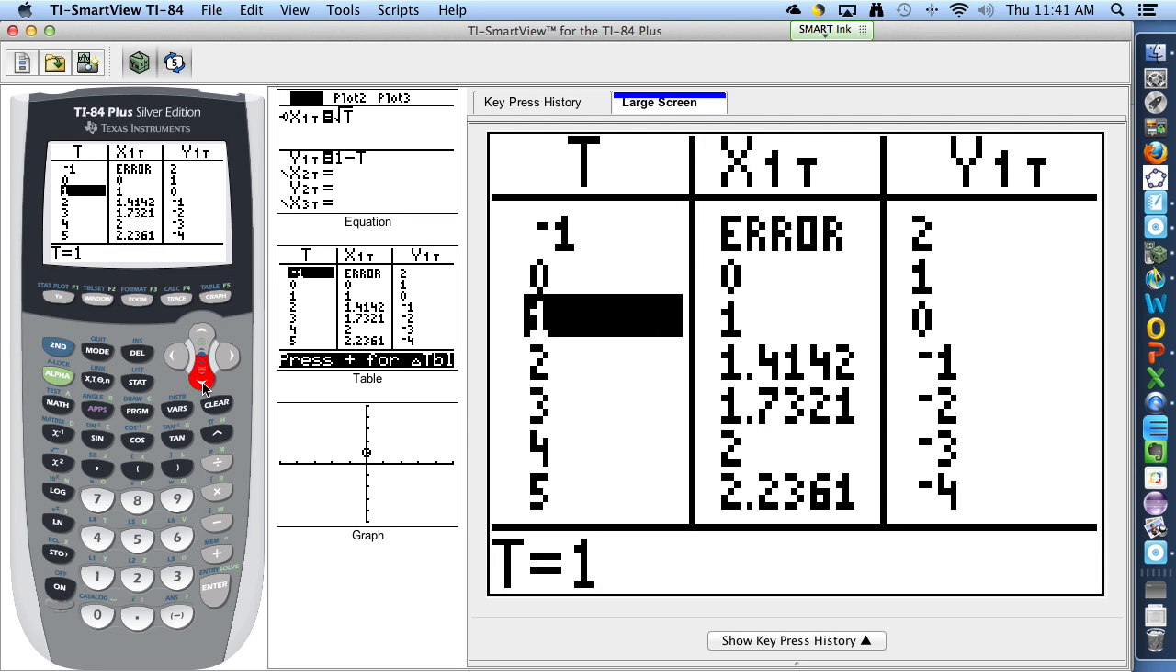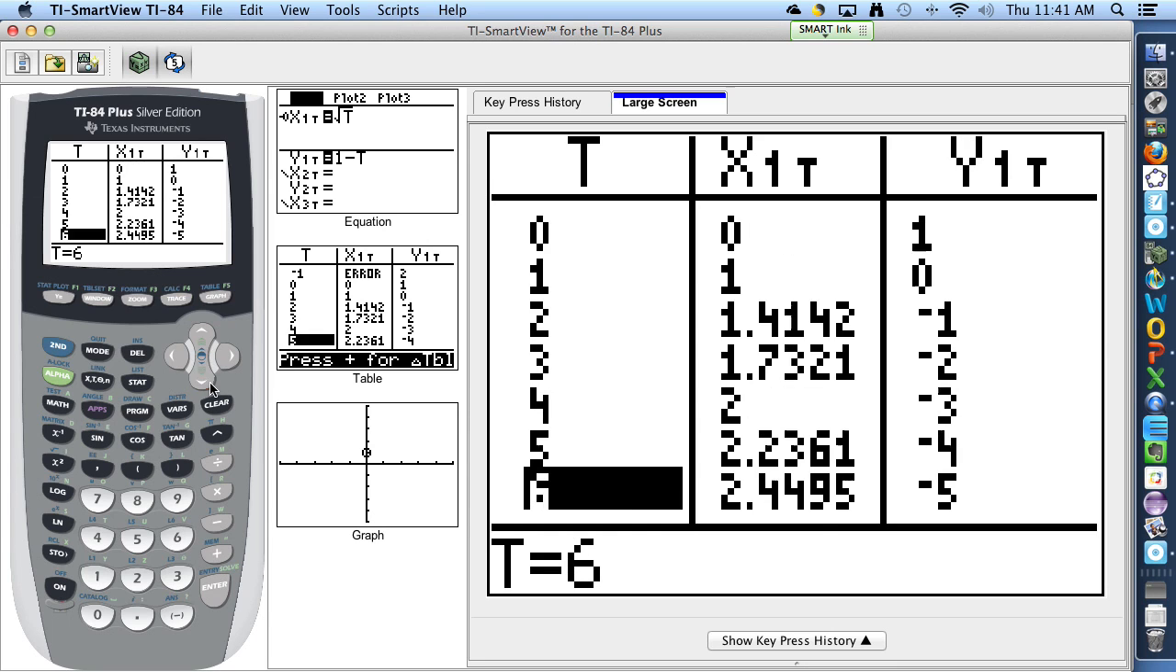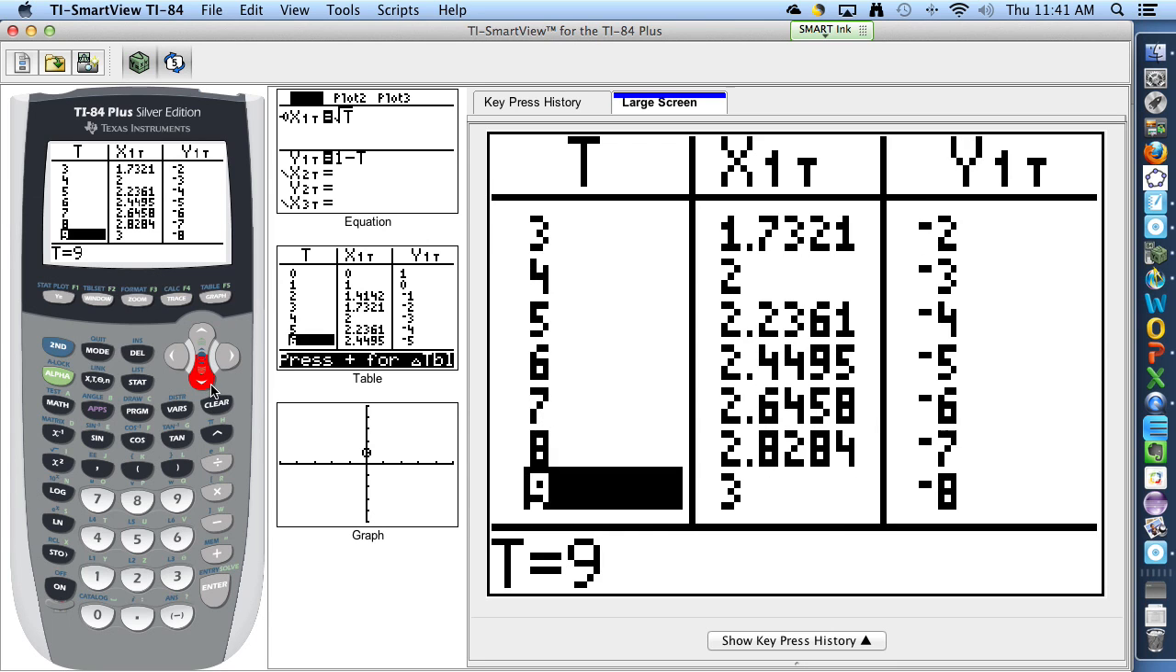So if I go down on my table, if I do second table, you can see that when Emily picks 9, the x value is 3, the y value is negative 8. Now look, when you graph a parametric function, you don't actually see the t value. All you see are the x and y coordinates. So the t value is sort of like an invisible variable, but it's an important variable because x and y depend on it. Okay? And if we picked 4, we'd get 2, negative 3. Does that make sense?